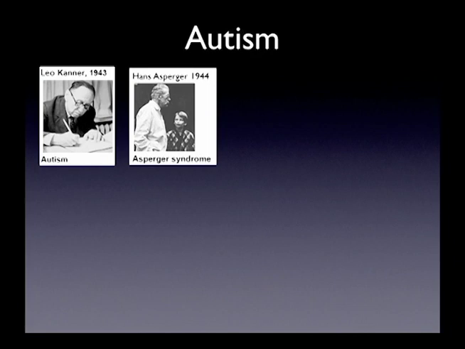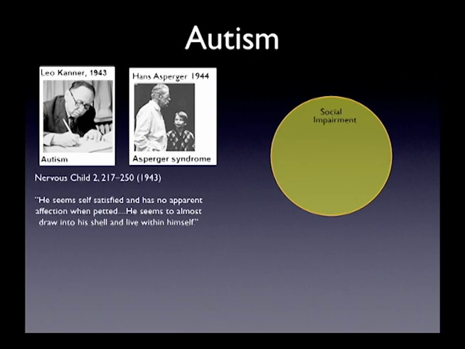In 1943, Leo Kanner published a paper in a journal called Nervous Child, which they don't call journals this anymore, of course. And he talked about a patient called Donald. And he said of Donald that he seems self-satisfied, he has no apparent affection when petted. He seems to almost draw into a shell within himself. And this, of course, describes the social impairment that is characteristic of autism.